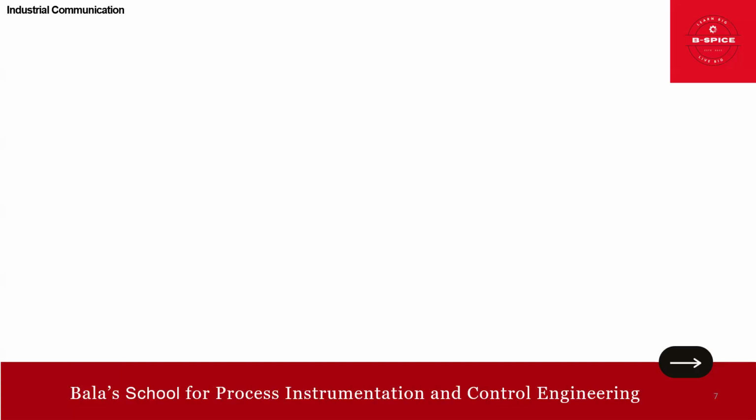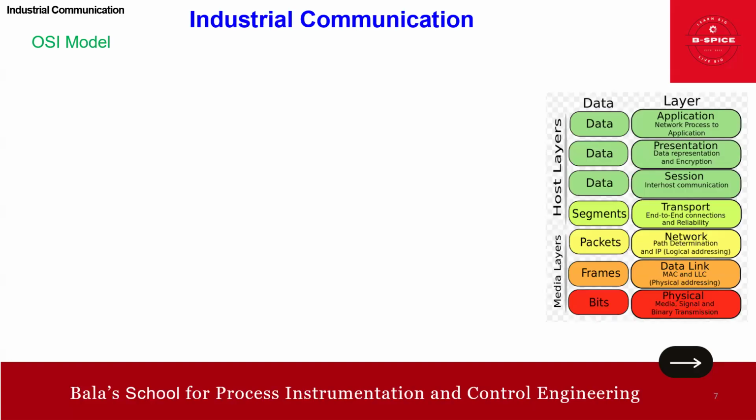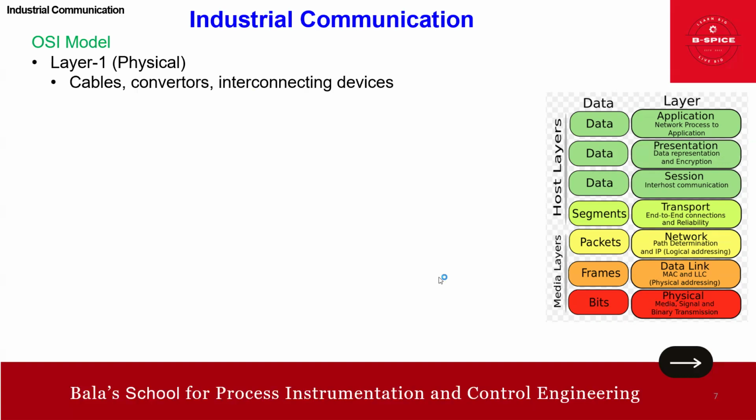Now we go into the main business, the OSI model. OSI is nothing but Open System Interconnect model. Friends, this OSI model is a theoretical model of how communication occurs on a network. It has seven layers. Layer one is the physical layer. Layer one considers the physical aspect of the network, meaning cables, converters, and interconnecting devices.